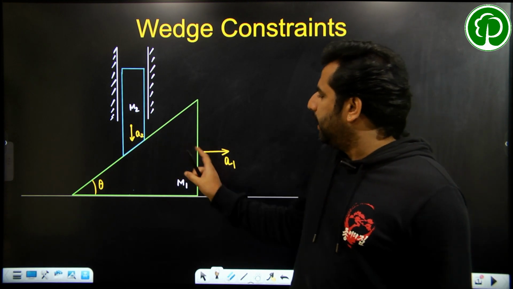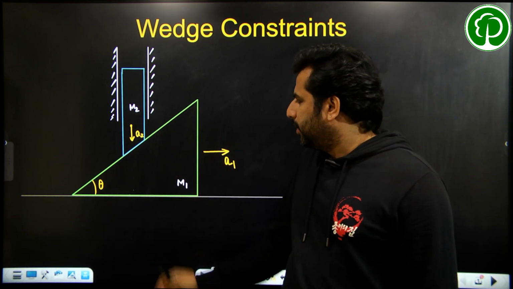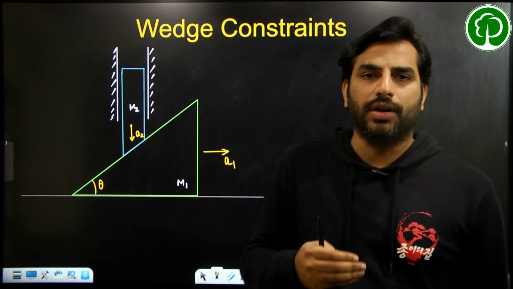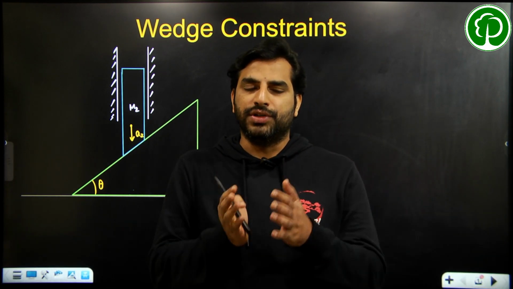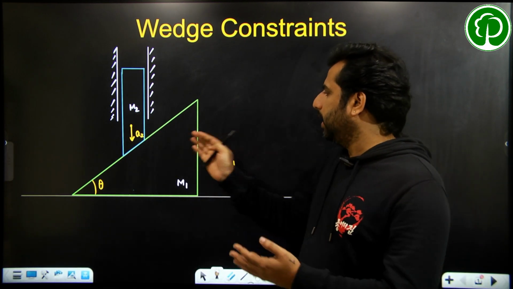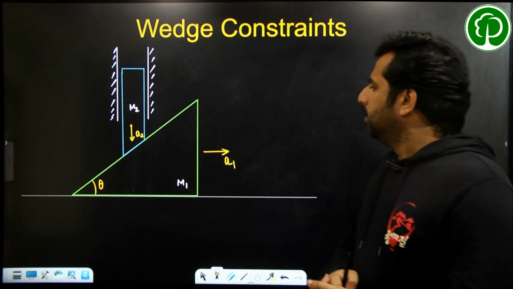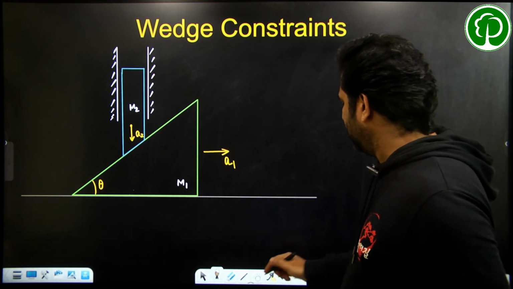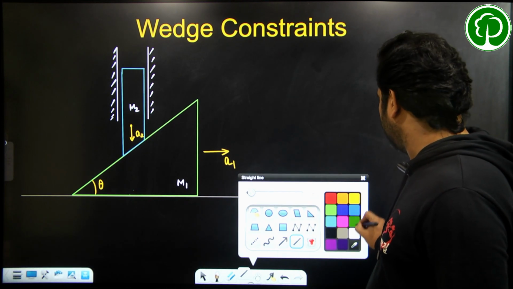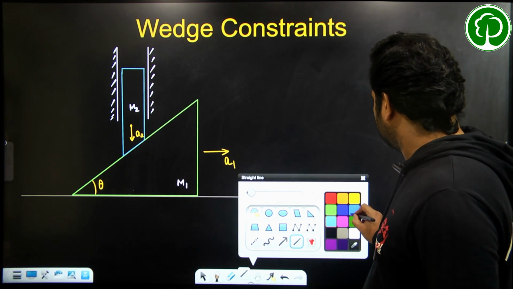I want to find the relation between a1 and a2 because m1 and m2 are in contact, and as long as m1 and m2 are in contact, their motion is constrained by each other. So what is the relation between a1 and a2? In general, without applying any technique, if you have to analyze this case, it is like this.